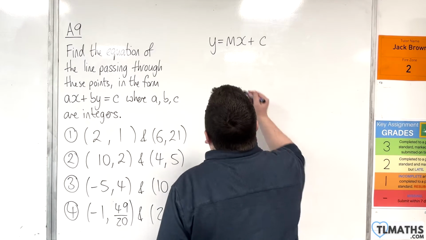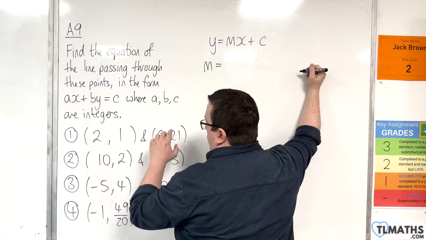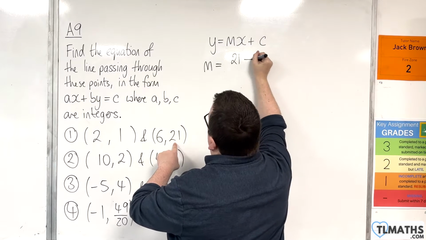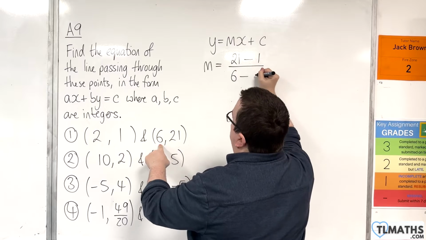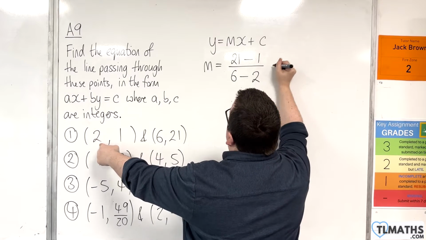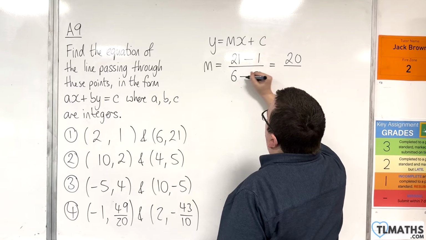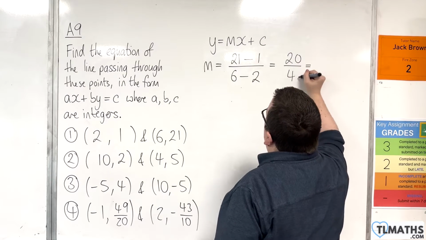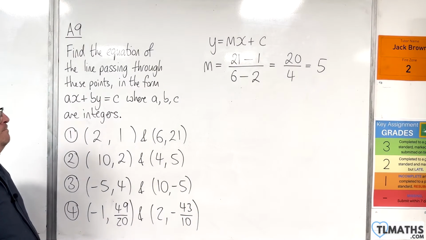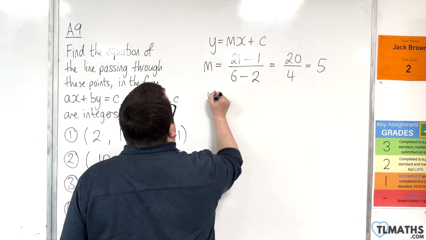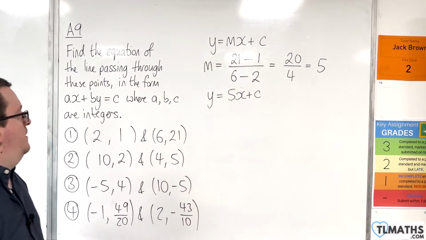So, first of all, find the gradient of the line. So, y2 minus y1 over x2 minus x1. So 21 take away 1 is 20, 6 take away 2 is 4, 20 divided by 4 is 5. So we now know that y equals 5x plus c is the format of my line.